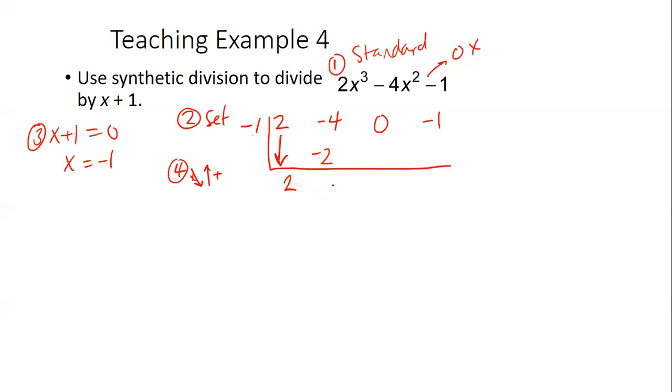All I asked you was -4 plus -2, guys. -6. And then we're going to multiply. We're going to start it again. -1 times -6. A negative times a negative is a positive. And then we're going to add 0 plus 6. And then we're going to multiply -1 times 6. And we're going to add -1 plus -6.